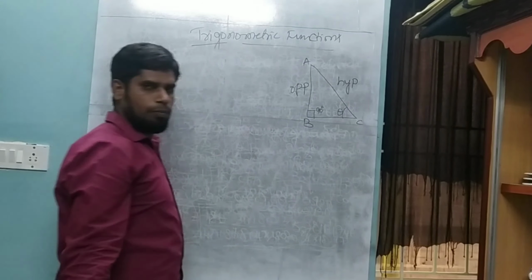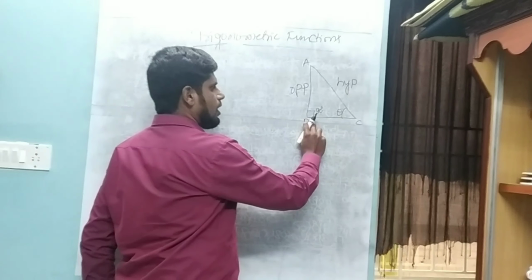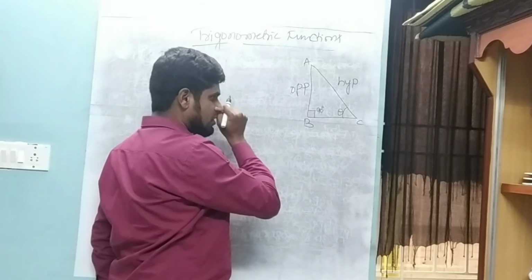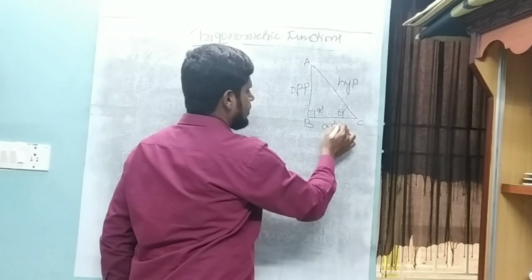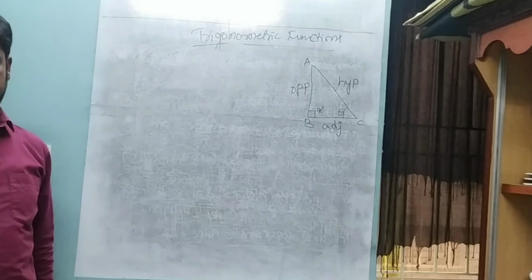And the opposite side of our measurement angle is always the opposite side. So it is OPP, first three alphabets I am taking. And see, this line BC has two angles on it, so this is called the adjacent side.